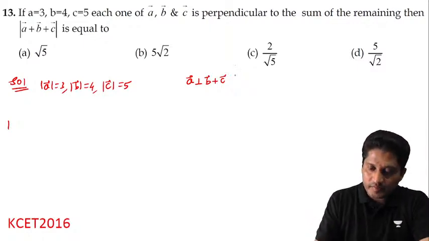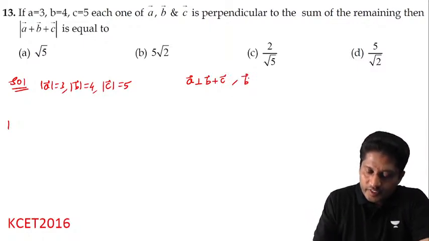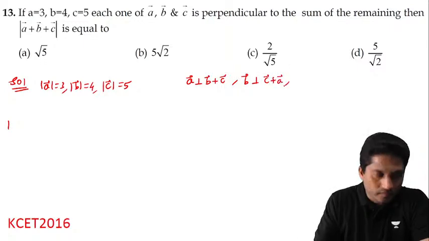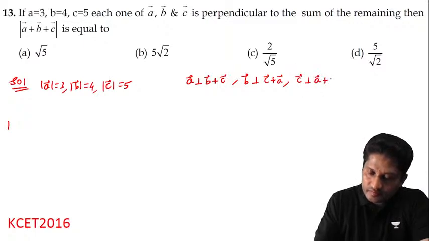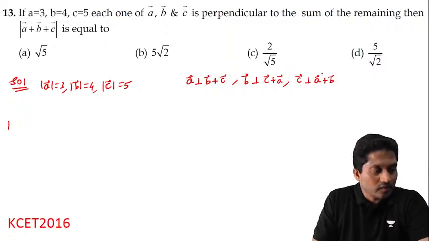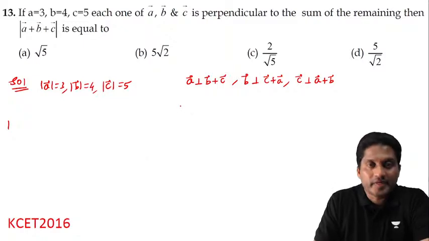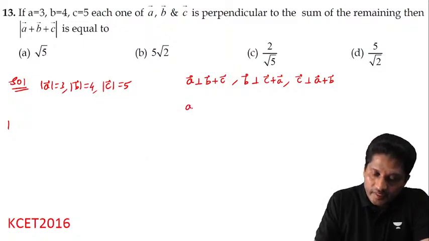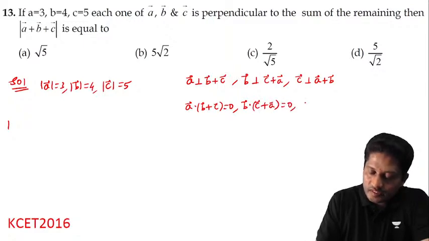A is perpendicular to B plus C. B is perpendicular to C plus A. C is perpendicular to A plus B. Now, if A is perpendicular to B plus C, it means A dot B plus C is 0, right? And then B dot C plus A is 0, and C dot A plus B is 0.